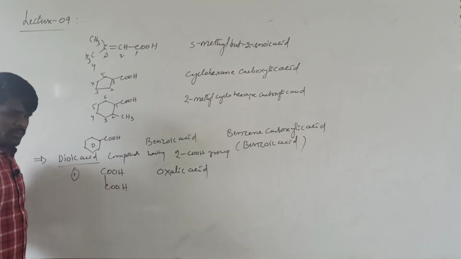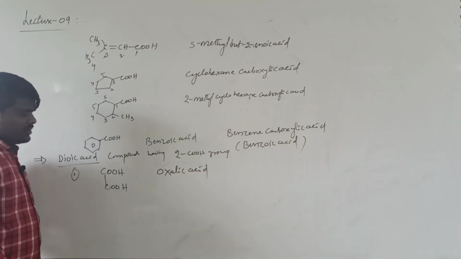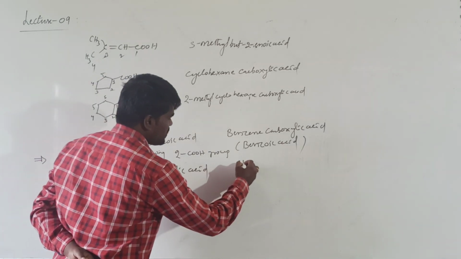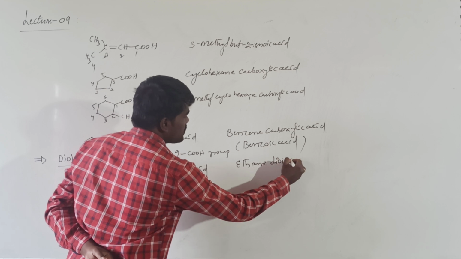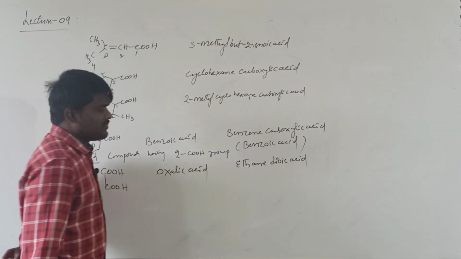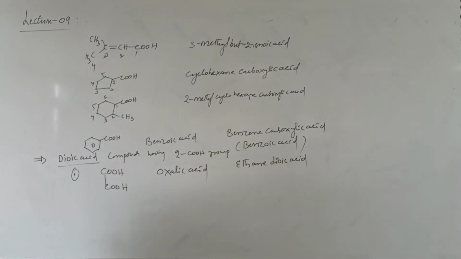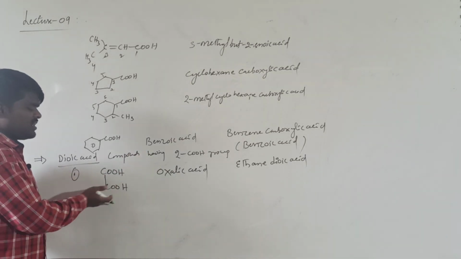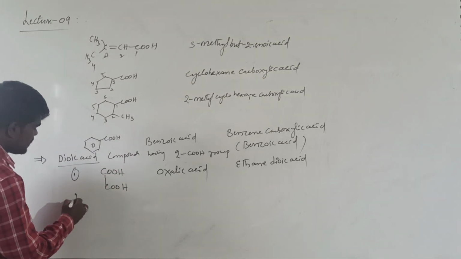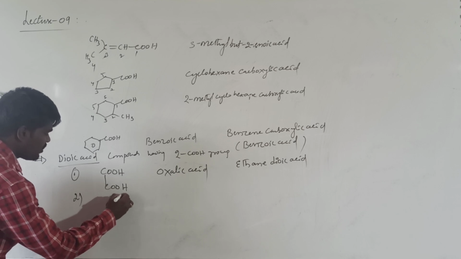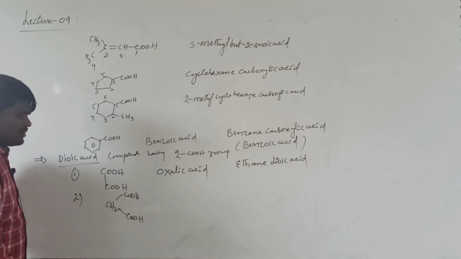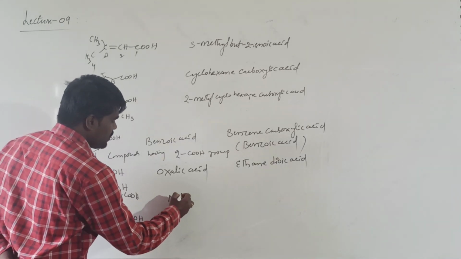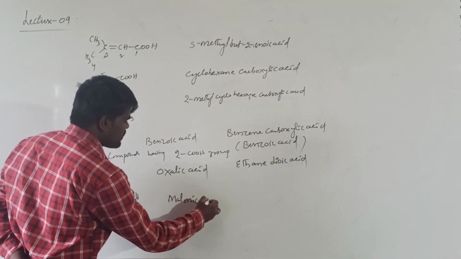And if you are talking about the IUPAC name, 2 carbons are there, so you have to call it ethane dioic acid. This is how you have to name it. If you want to indicate the position, ethane 1,2 dioic acid. And if you increase one more carbon, this is the next member of the dioic acids. This is called malonic acid. What is it called? Malonic acid. Their common names are very important.